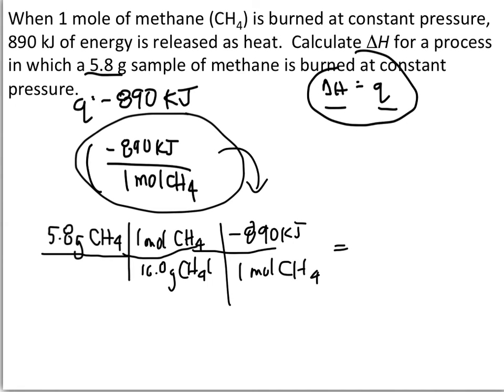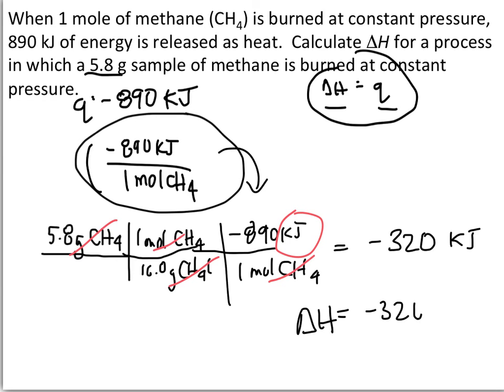So we go ahead and we multiply everything across the top, divide by everything that's on the bottom, and that's going to give us negative 320 in terms of our numerical value. If we do a unit evaluation, grams of CH4 cancel, moles of CH4 cancel, and kilojoules is what we have left. So our answer will be kilojoules. Because this is our heat value that's been released, but we know that delta H and Q are equal, so delta H is going to be equal to negative 320 kilojoules.